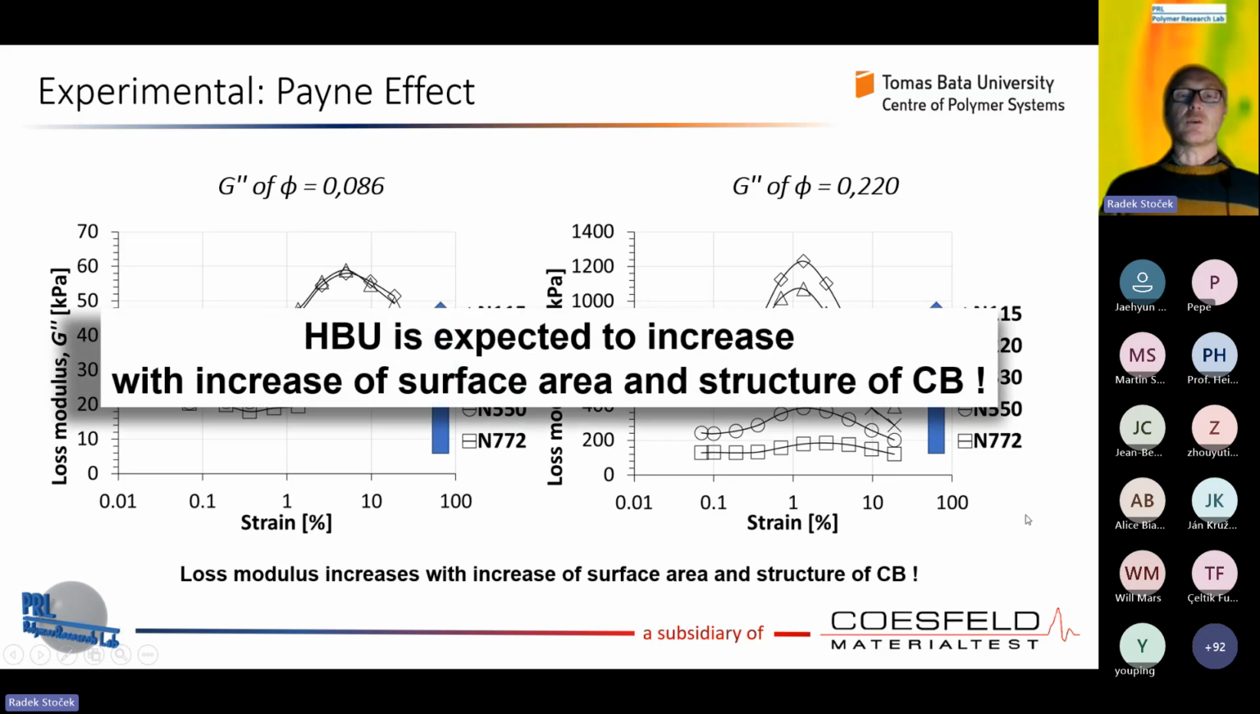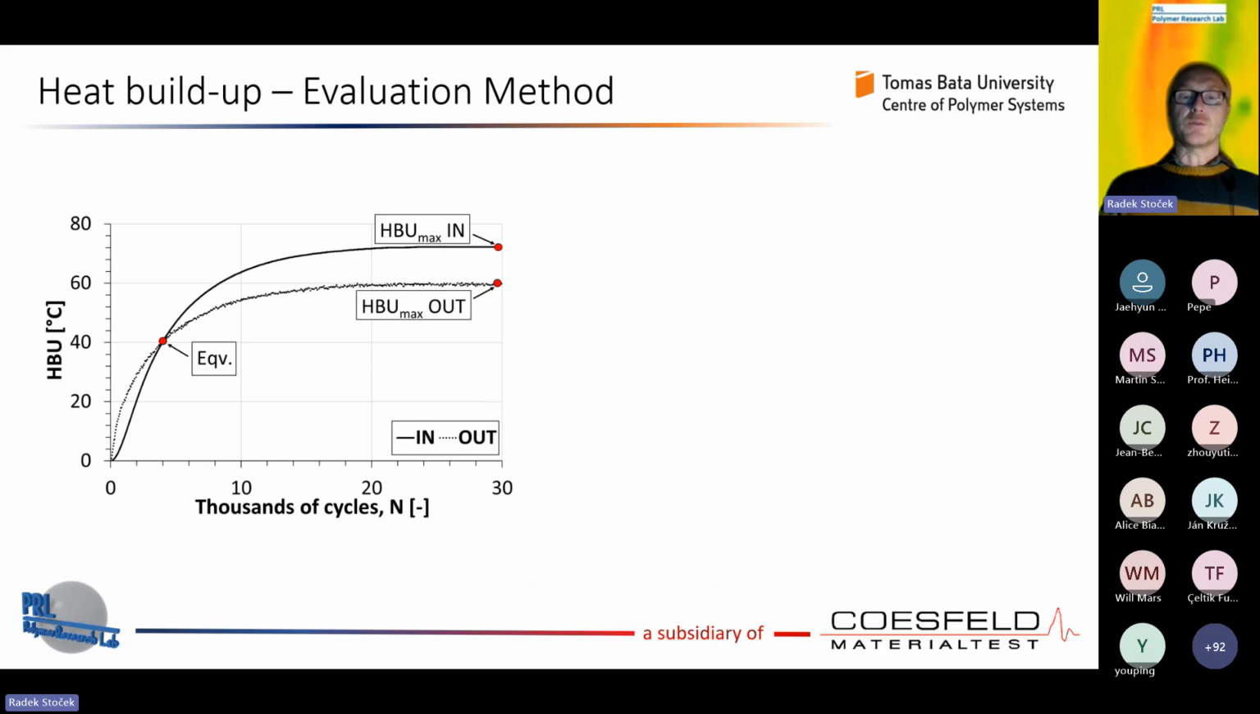Based on these results, HBU, heat buildup, is expected to increase with the increase of surface area and structure of carbon black for sure. And this we would like to measure. This we would like to see and prove. So this is the diagram coming from the heat buildup. What is important to explain and clearly understand is that we have two curves. One is the measurement of the temperature inside, the full line, and the dotted line is the temperature measured outside, on the surface of the sample. And that's exactly the point.